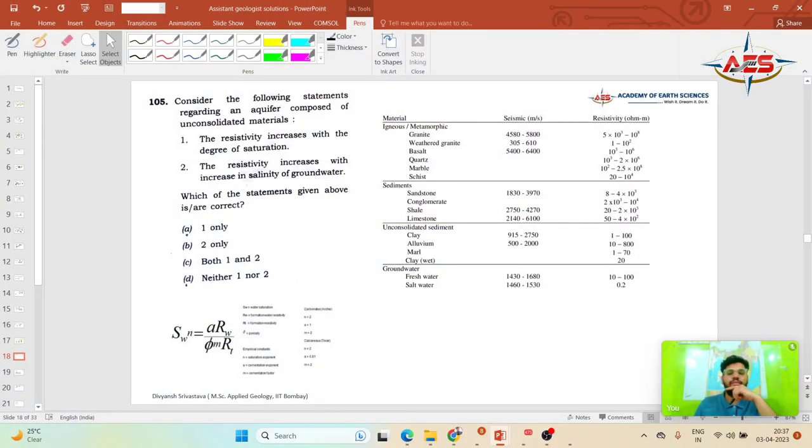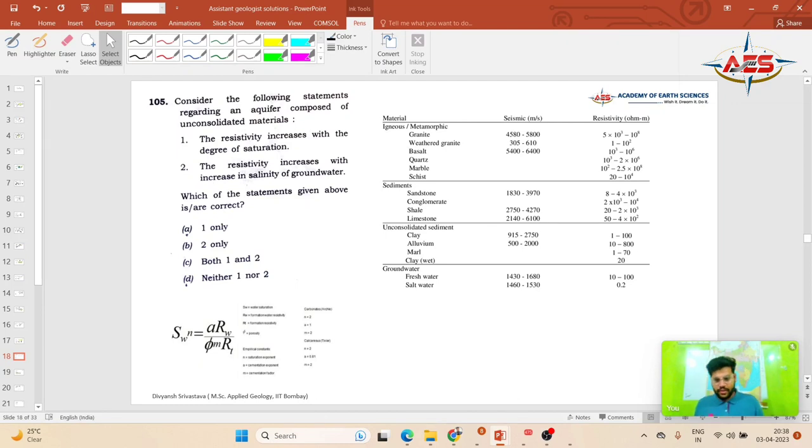105. Consider the following statements regarding an aquifer composed of unconsolidated materials. Okay, unconsolidated ki baat ki hai, dekhte hain kya bol rahe hain. The resistivity increases with the degree of saturation.